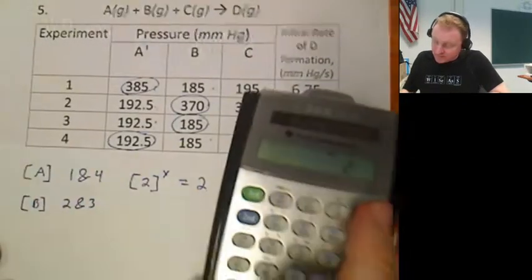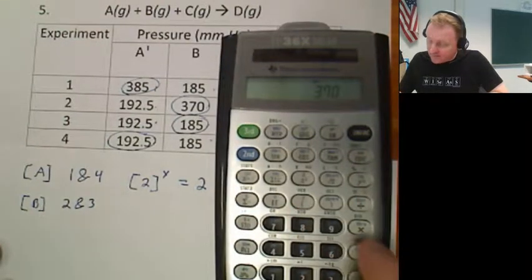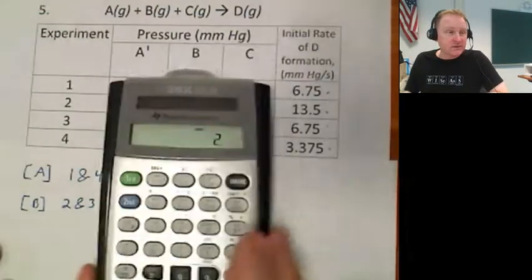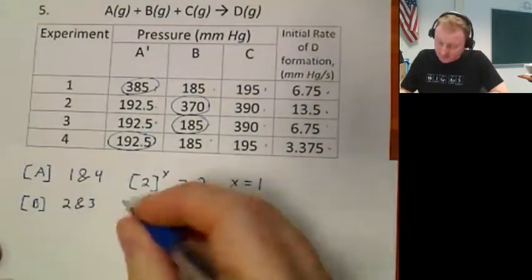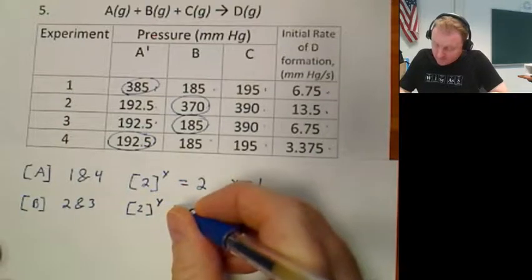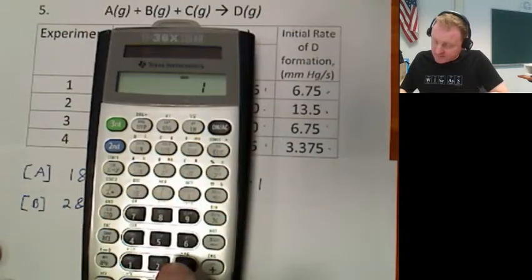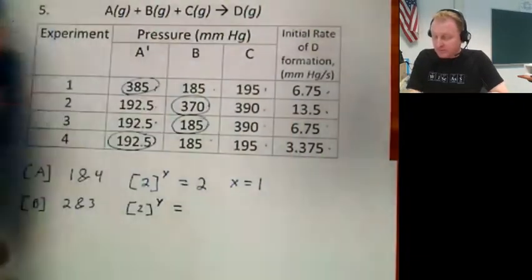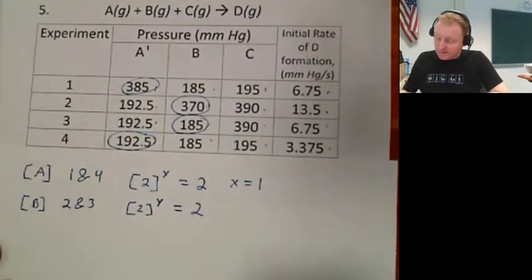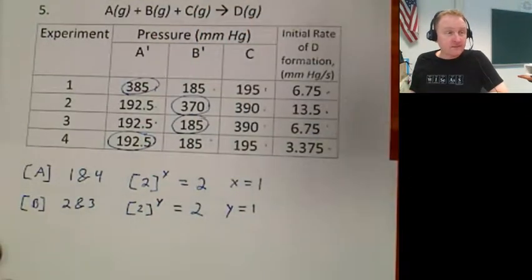In this situation between 2 and 3, we have 370 divided by 185. That's 2. So that concentration doubled also, but that's to the y power. And what happened to the rate of this reaction? That would be 13.5 divided by 6.75, and that also doubled. Very nice and easy. Very convenient. That means that B is also first order.